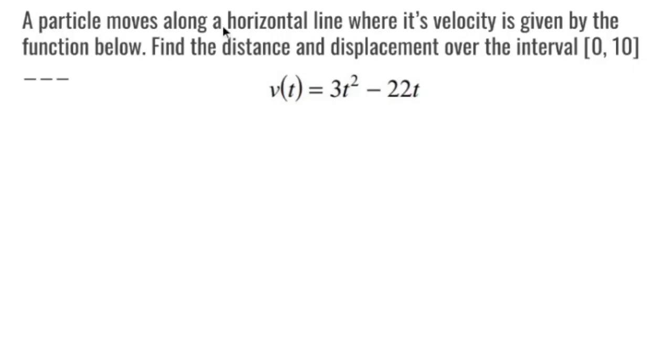A particle moves along a horizontal line where its velocity is given by the function below. Find the distance and the displacement over the interval. All right, let's understand the difference between the two.